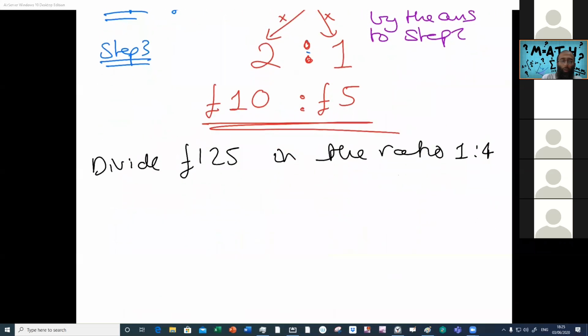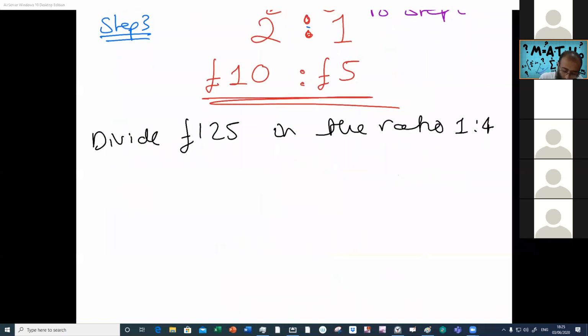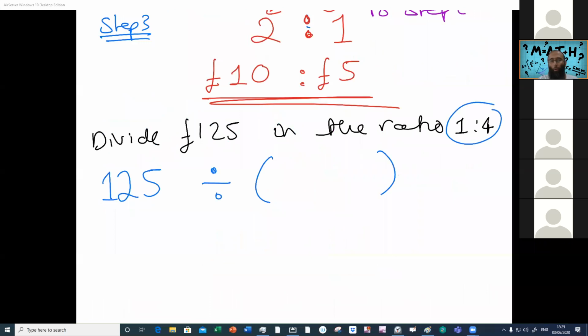Okay, so if I'm going to divide this, let's have a look. What do we start with? We're going to divide £125. We're going to divide it in the ratio. So what do we do with this ratio? Do we add it? You have to add the ratio. So what is 1 plus 4? 1 plus 4 is 5.